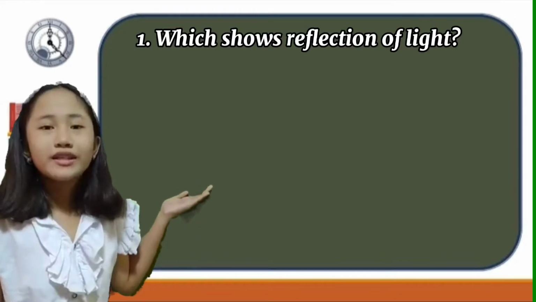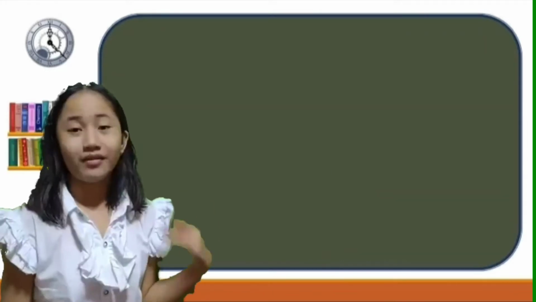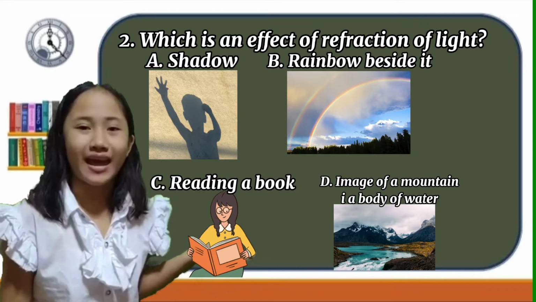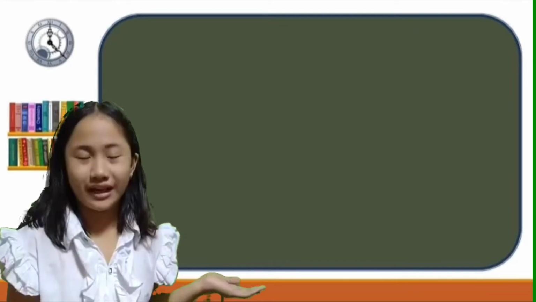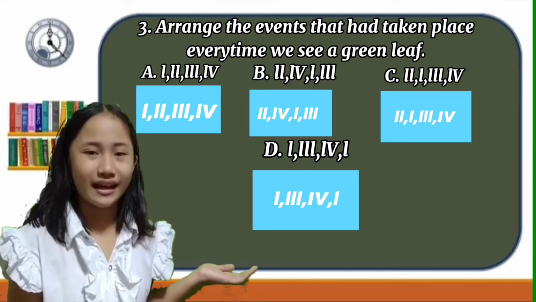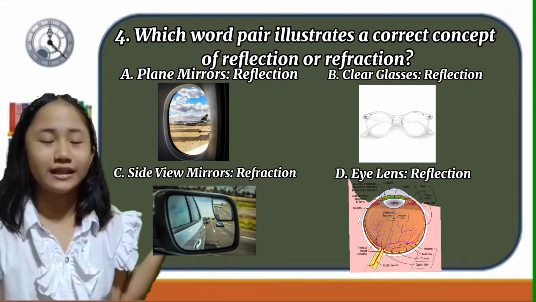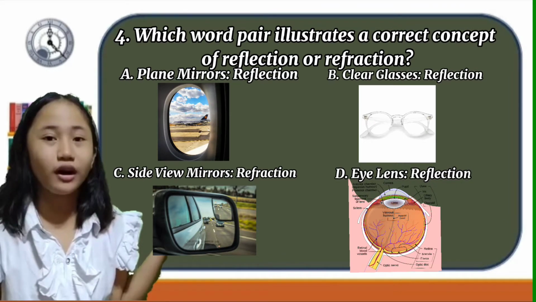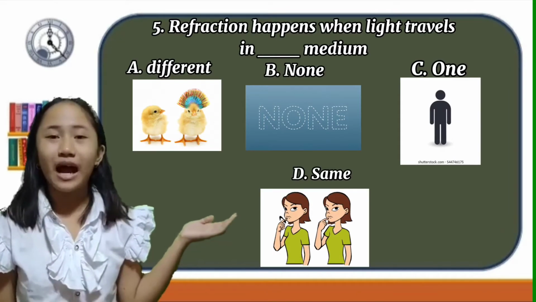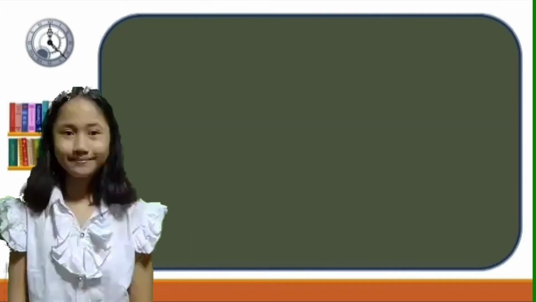Number 1. Which shows reflection of light? Number 2. Which is an effect of refraction of light? Number 3. Arrange the events that take place every time we see a green leaf. Number 4. Which word pair illustrates a correct concept of reflection or refraction? Number 5. Refraction happens when light travels in blank medium.